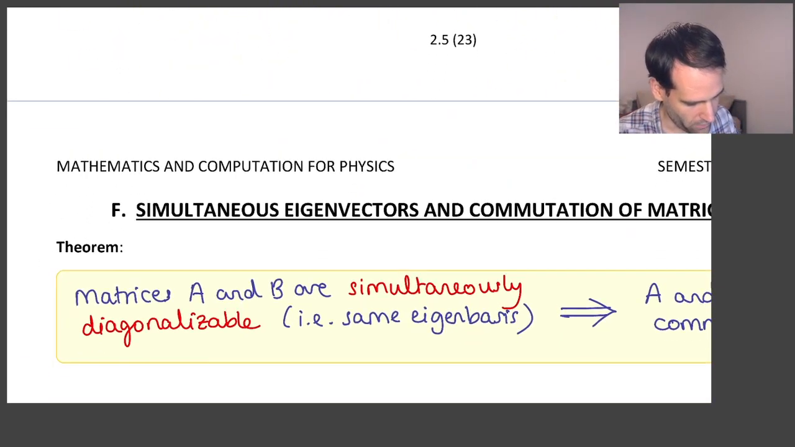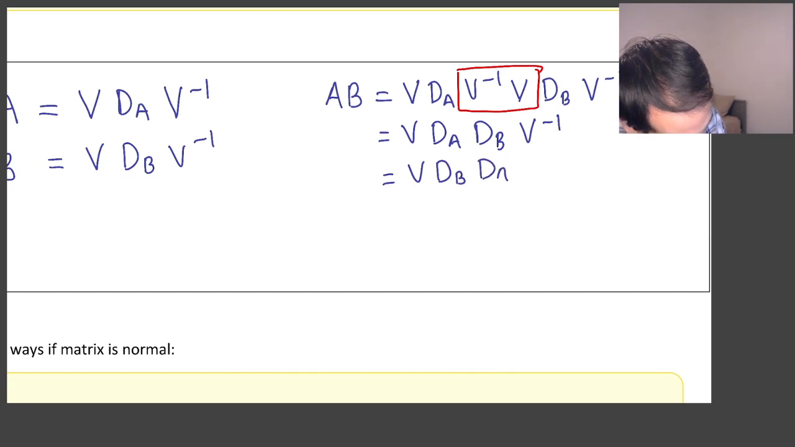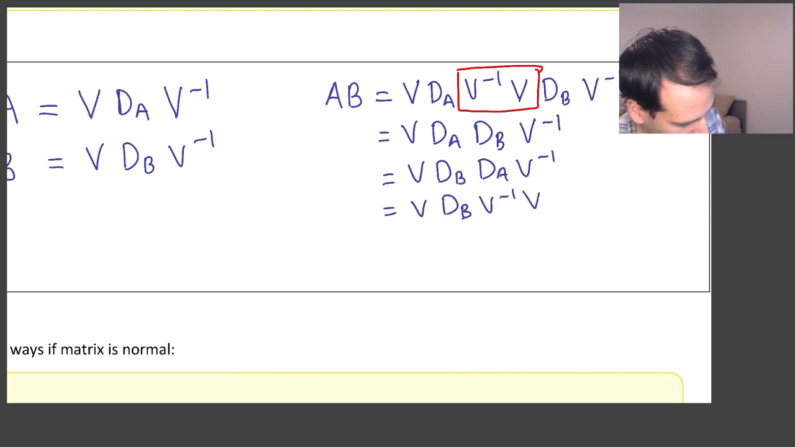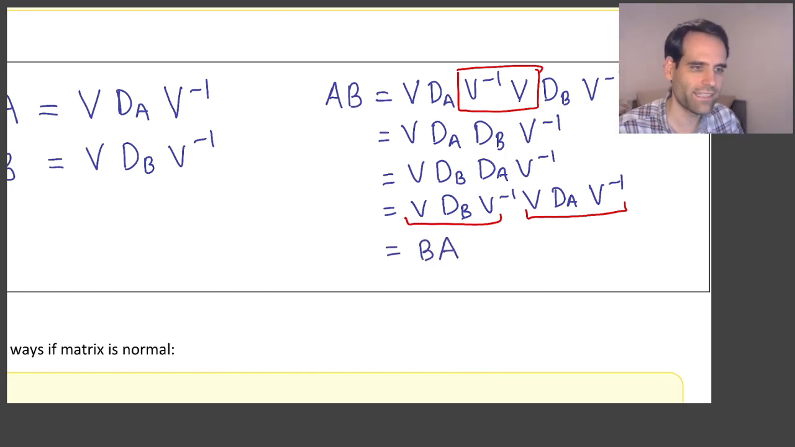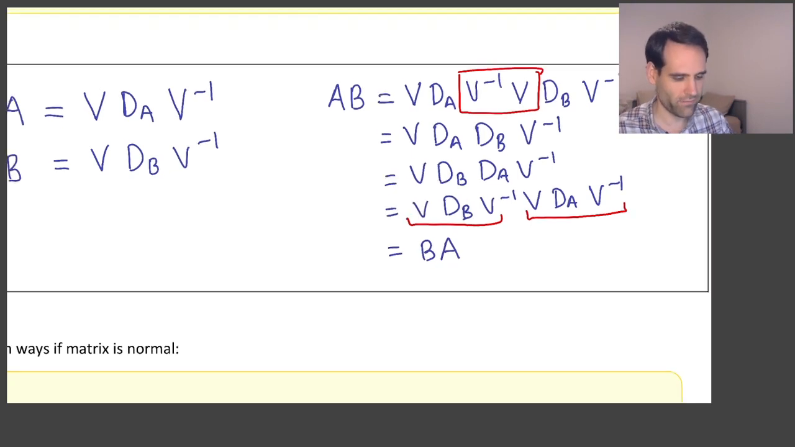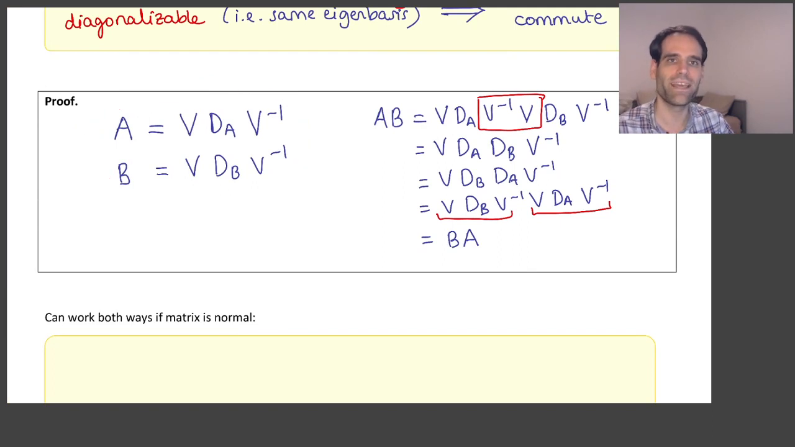Therefore, if we go back to our proof, we can now commute dA with dB. And now we can add the V minus 1 times V back. And now we can identify that this is equal to B and this is equal to A. So we have proven that A times B is equal to B times A. And the only requirement was that they can be diagonalized with the same basis. Okay?